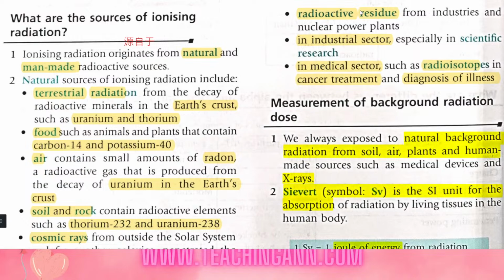Who is doing that? And then radioactive residue from industry and nuclear power plants. This one you all know. Fukushima again, Japan. So industrial sector, scientific research. I want to let you know in Rawang, actually, there's one place which is highly radioactive on the way to your house.